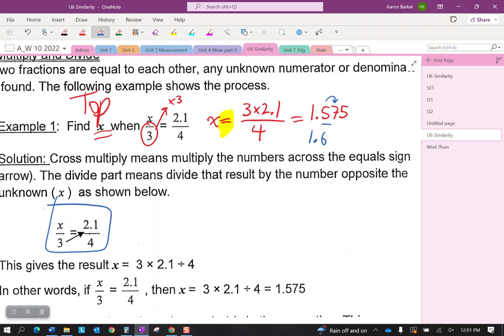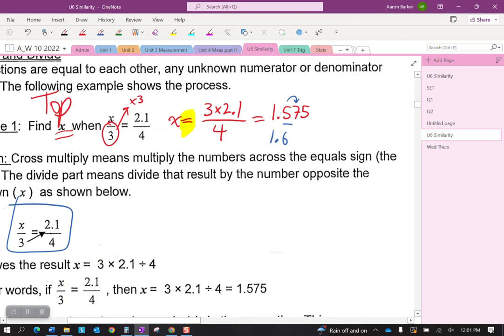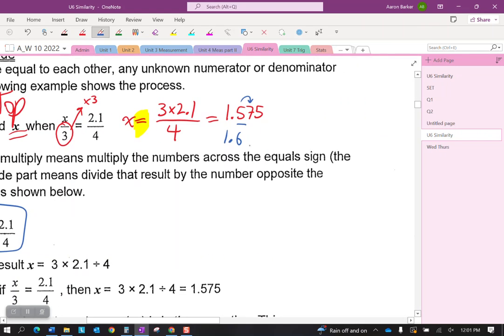Cross multiply, divide. The only hard one is when x is on the bottom. So say we have 18 over 19 equals 3 over x. Okay. So for this one, the x is on the denominator. There's an extra step.